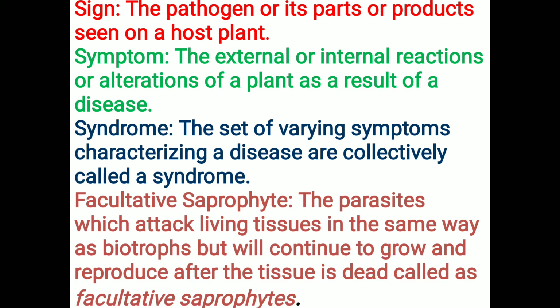Those parasites which are originally parasitic in nature, but due to certain environmental conditions, the pathogen becomes saprophytic. So if there is an abnormal condition in the environment, the parasitic pathogen behaves as a saprophyte. Okay, so that's why it is called a facultative saprophyte.